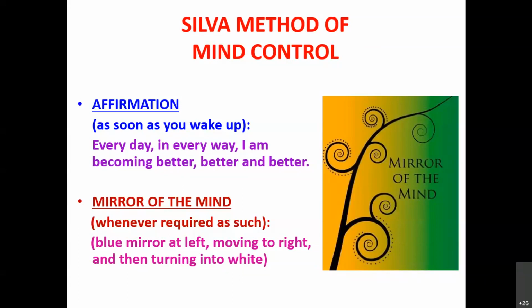Slowly move this mirror to the right side. But when the mirror is moving to the right side, gradually it has to turn into pure white. The blue mirror which was there at the left side, it has to gradually move into the right side, and it has to gradually turn into pure white. When it completely moves into the right side, visualize that the mirror has become completely white.